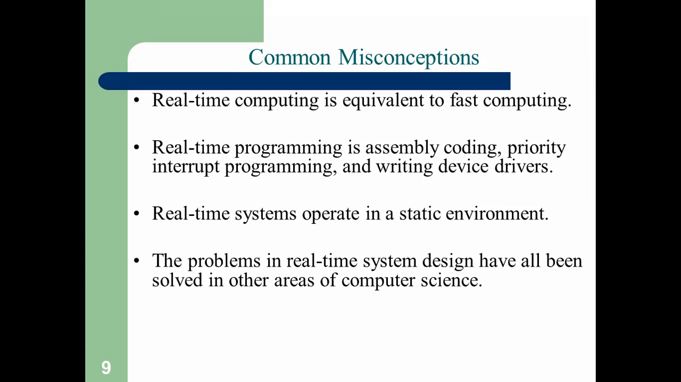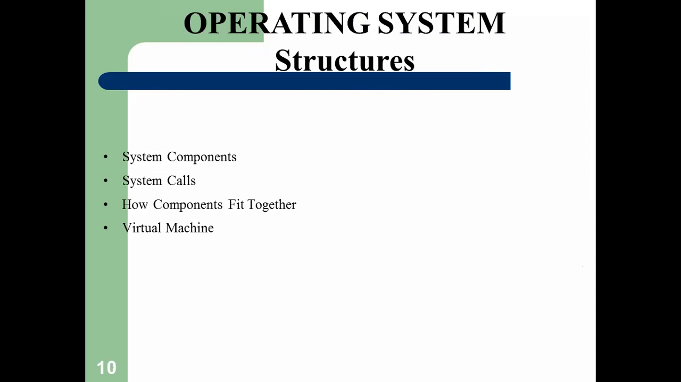Now the problems in real-time system design have all been solved in other areas of computer science. So the techniques we use in real-time system design can be used in other areas of computer science. It is not only dedicated to the computer engineering or electronics engineering side, or to controlling various electrical engineering and mechanical systems, but we can also solve various problems for computer science. Okay, so there is a big role for computer engineers.